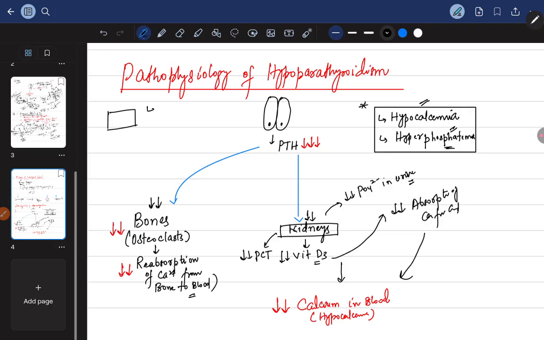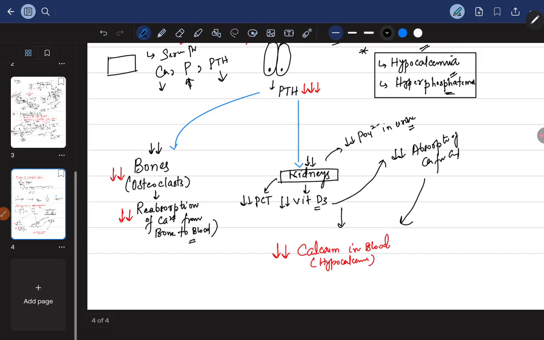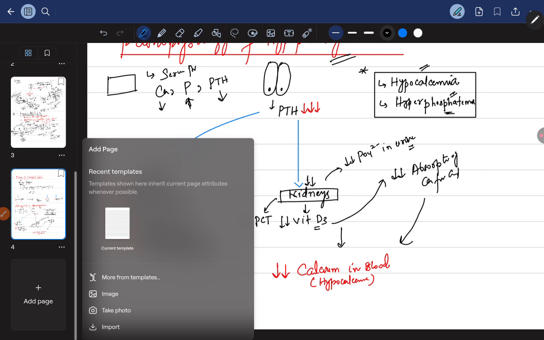So you will tell the owner to go for a serum profiling. Okay, what will you look at in it? Calcium level, phosphate level and PTH level. When the calcium level is decreased, phosphate level is increased, and PTH level is decreased, you will diagnose it as a case of hypoparathyroidism. Okay. So this is the pathophysiology of hypoparathyroidism.